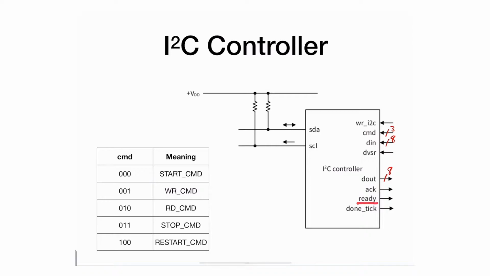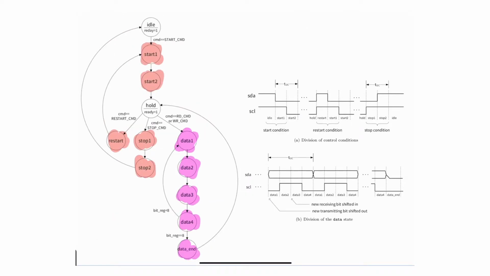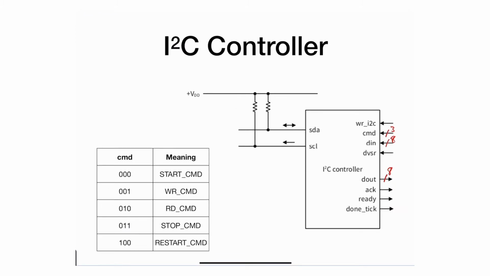The ready signal tells me that the controller, or the finite state machine, the one in here and the one in here, is ready to do something, whether it's in idle or in the hold state. I can just read that. And the done tick is a little tiny tick that appears every single time you finish sending a byte or receiving a byte. And that's how we're going to implement it.